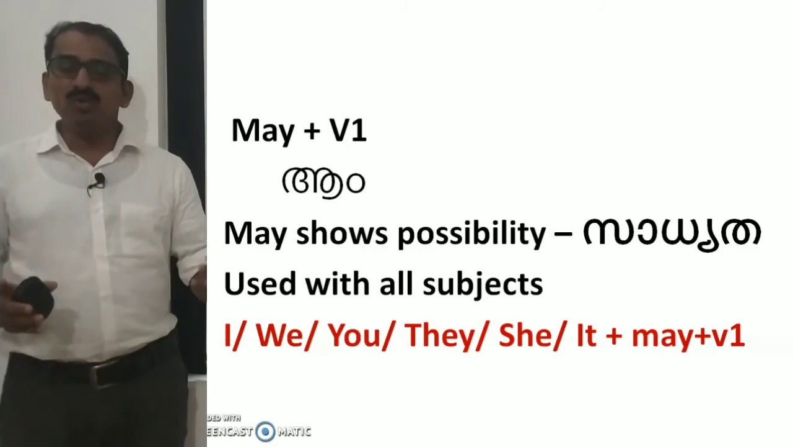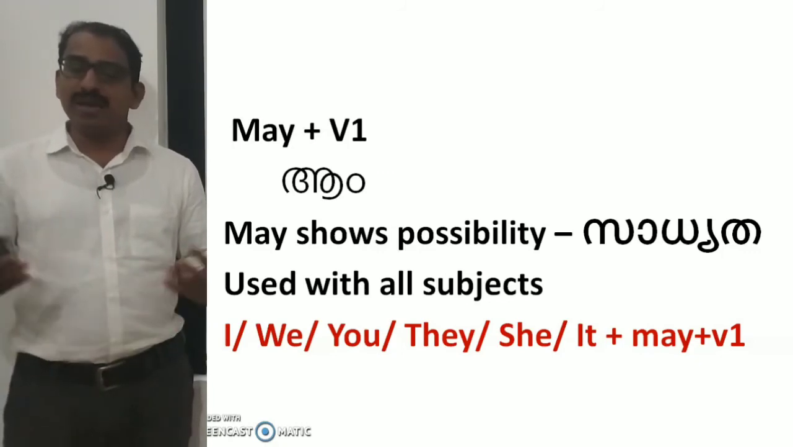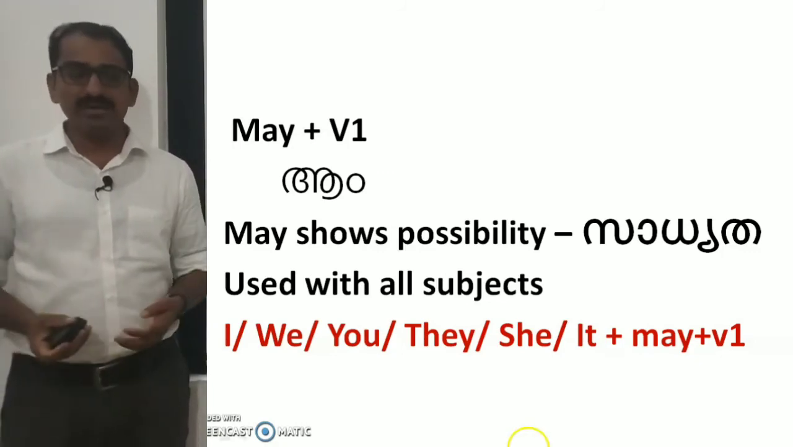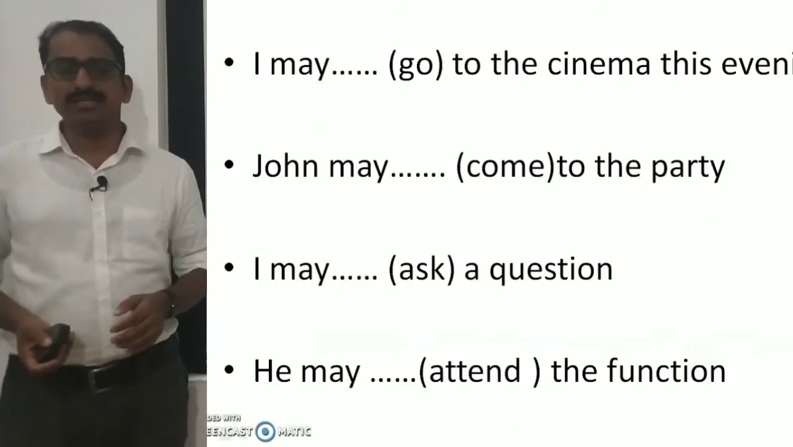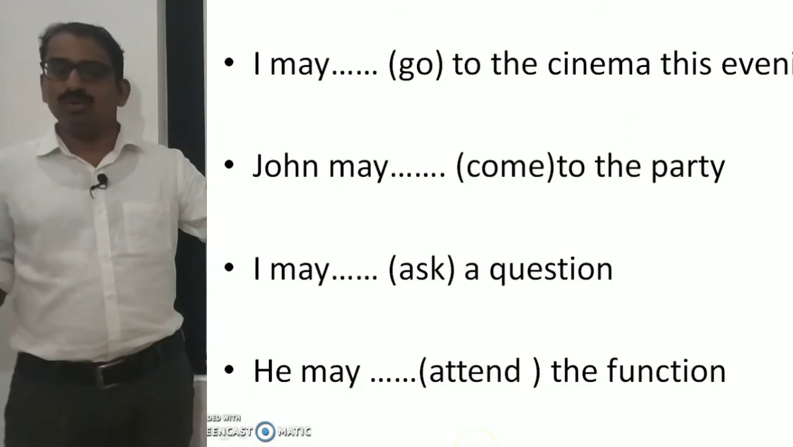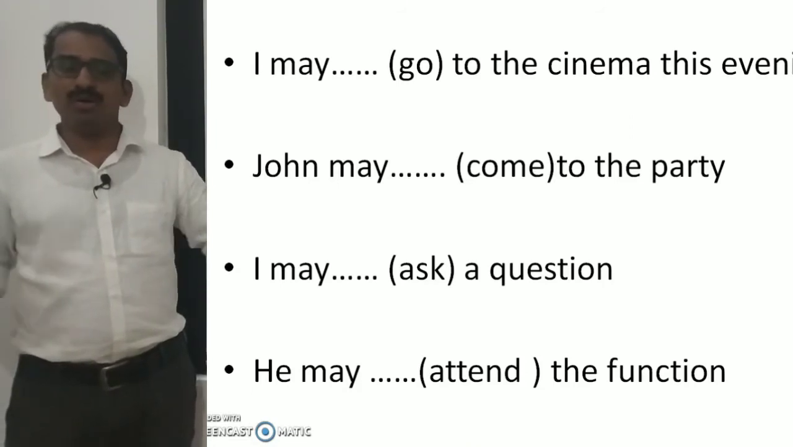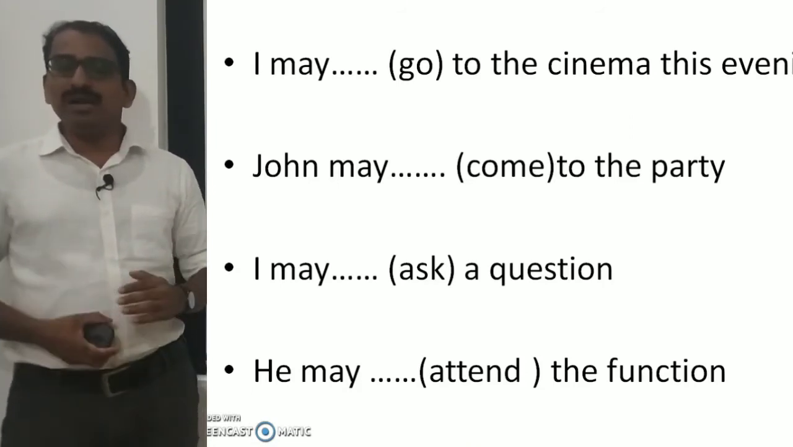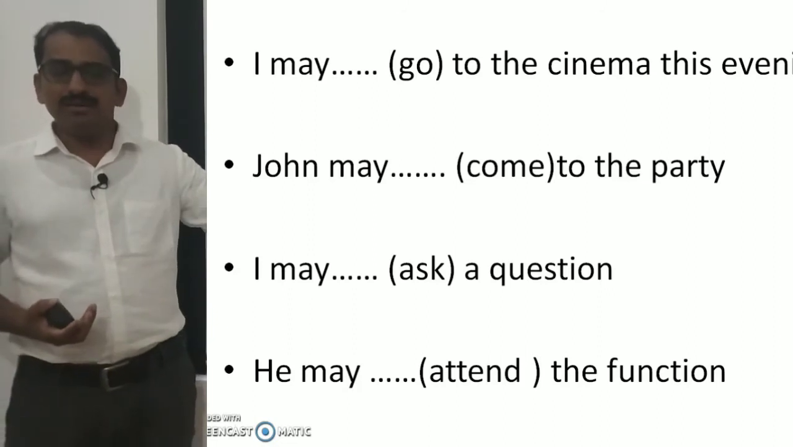I, we, you, they, she, it plus may plus V1. We can use in such a way. Then look at the example. I may go to the cinema this evening. I may go. John may come to the party. John may come to the party.